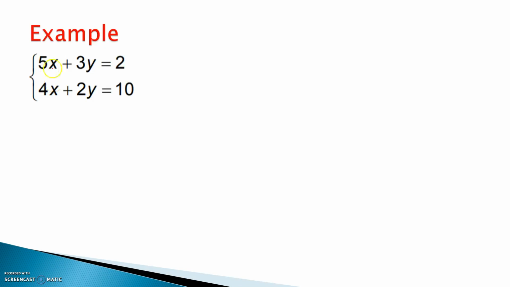If I want to get rid of the x's here, I have to make these both be the same thing, but with opposite signs. So 5x and 4x, what can I get both of these to become so that when I add them together, I get 0 x's? I get them to cancel out. Well, you have to multiply by the least common multiple. So if I multiply by 4 and the bottom one by 5, let's see what happens here. What's 4 times 5? That's 20x. What's 5 times 4x? That's 20x.